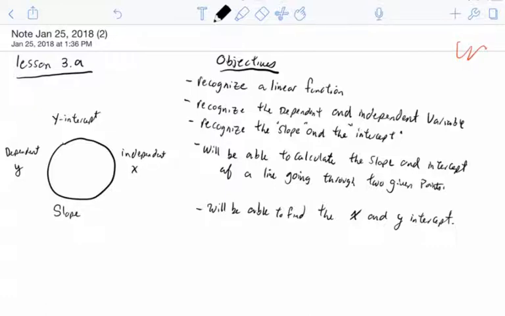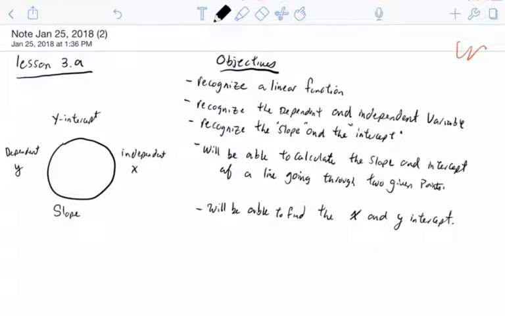This is lesson 3A. It's about linear functions. So there's a lot of basic stuff here. This particular lesson has a combination of theory. We're going to talk some basic theory. It's fairly simple, but then also we're going to talk about some practical stuff, algebra stuff. So it's not too complicated, but it's important.